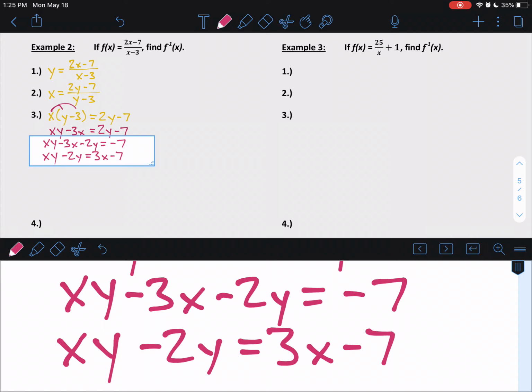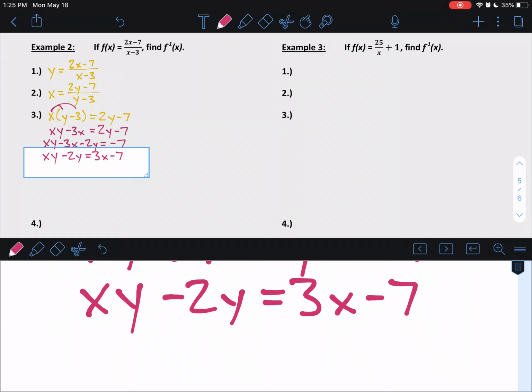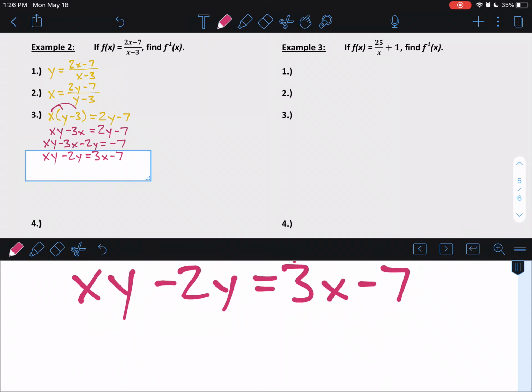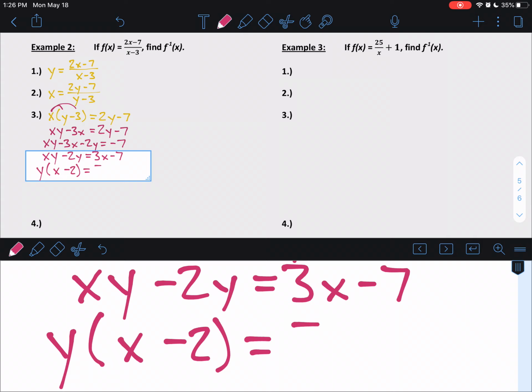And now, earlier I said we would be able to isolate our y's into just one variable. And this is the step where we do that. Because on my left side I have xy minus 2y. And the GCF between xy and negative 2y is y. So I can pull out that GCF now. So I got y, and then xy divided by y is x, and then negative 2y divided by y is negative 2. I got y times x minus 2 equals 3x minus 7.